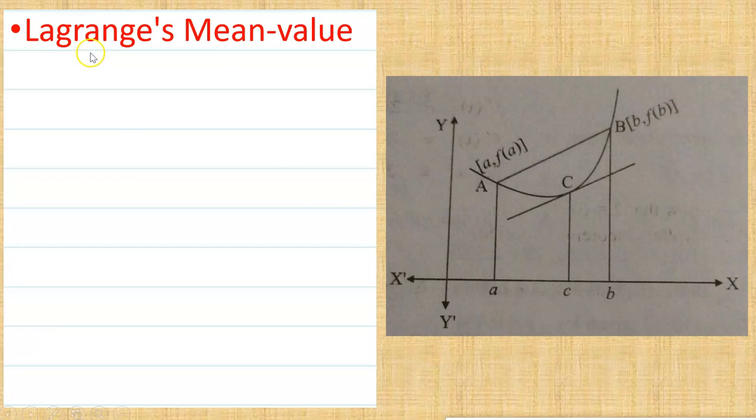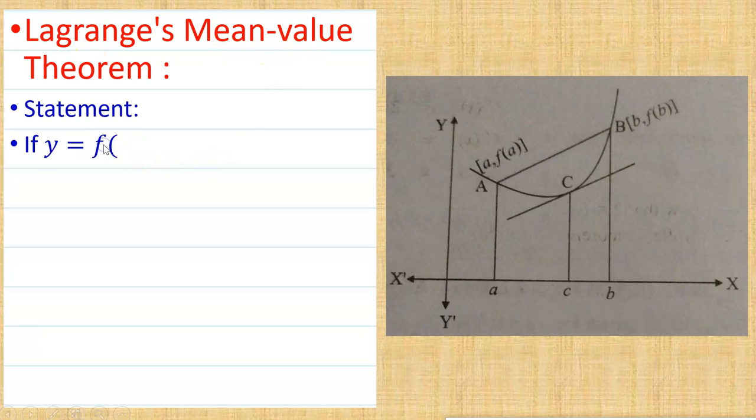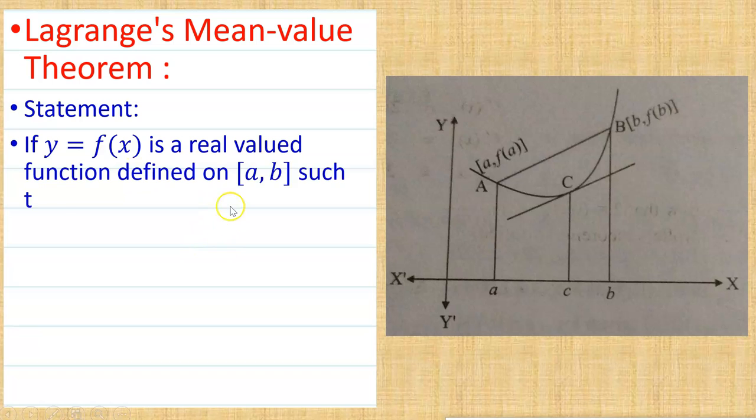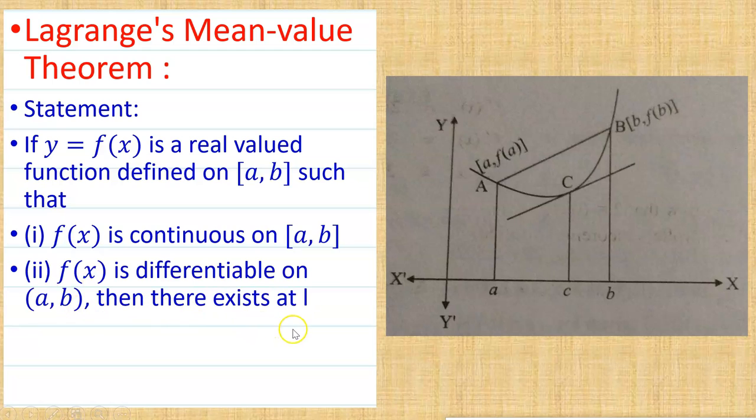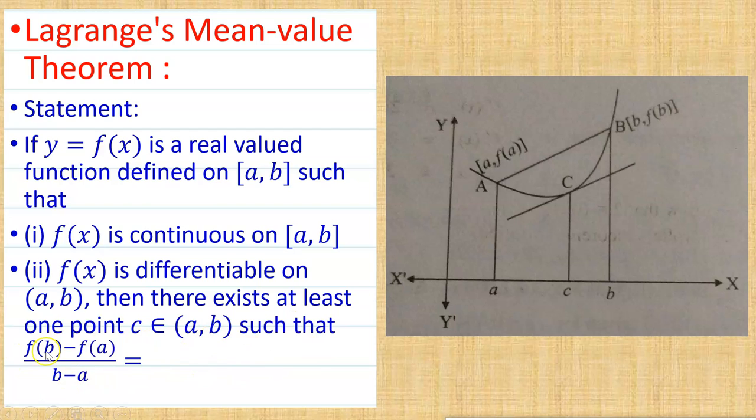Now next, Lagrange mean value theorem. Statement: if y equals f of x is a real valued function defined on the closed interval [a, b] such that first, f of x is continuous on the closed interval [a, b]. Second, f is differentiable on the open interval (a, b), then there exists at least one point c belonging to (a, b) such that (f of b minus f of a) upon (b minus a) equals f dash of c.